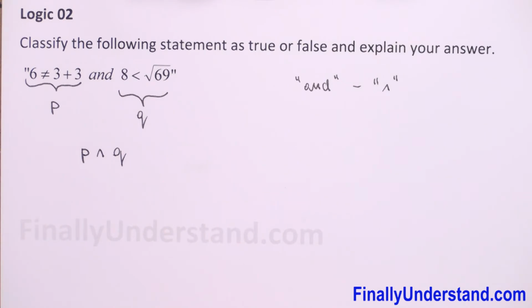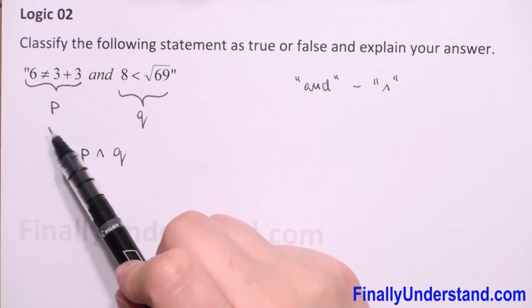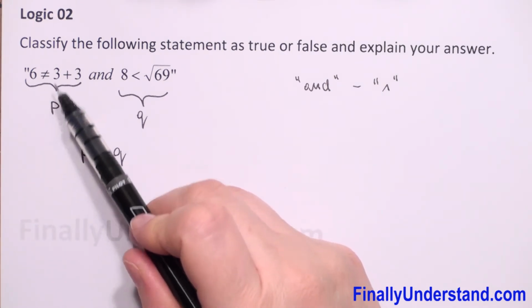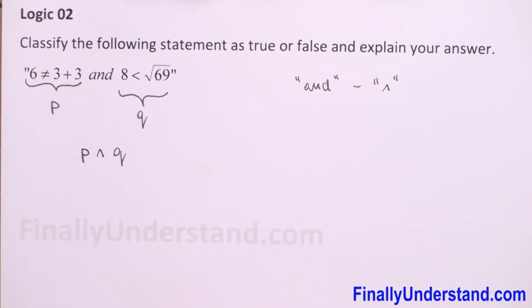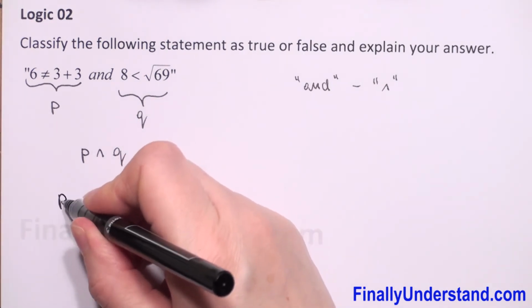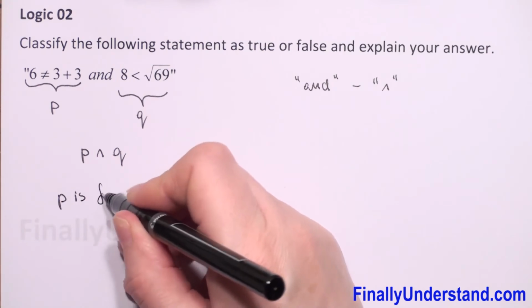To find out whether this is true or false, first we have to check our first statement, P. We have 6 is different than 3 plus 3. 3 plus 3 is 6, so 6 is different than 6. No, it's not true. So P is false.